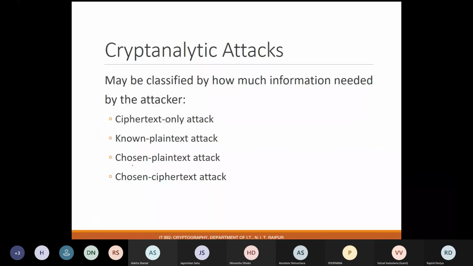Fine. Apart from that, we have got 4 types of cryptanalytic attacks. The first one is the ciphertext-only attack. The second one is the known plaintext attack. The third one is chosen plaintext, and the fourth one is chosen ciphertext attack. So these are the varieties through which one can try to extract the plaintext from the ciphertext.